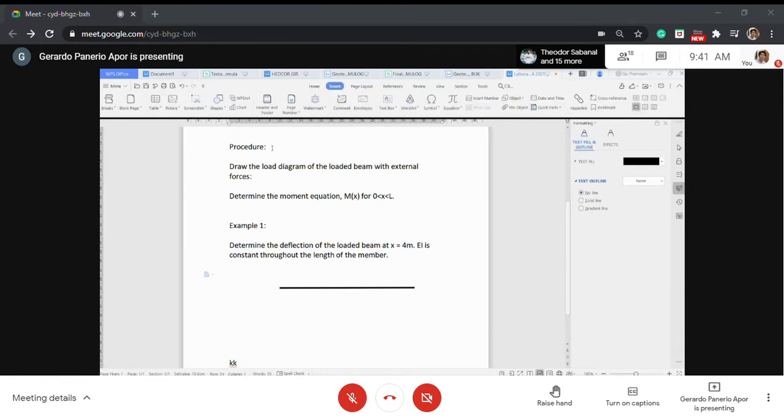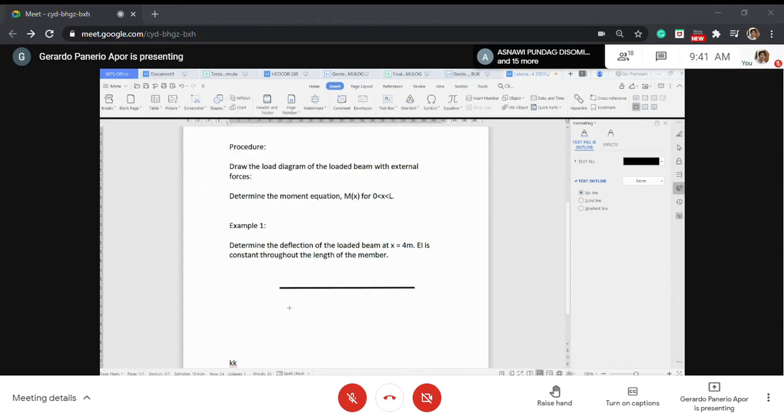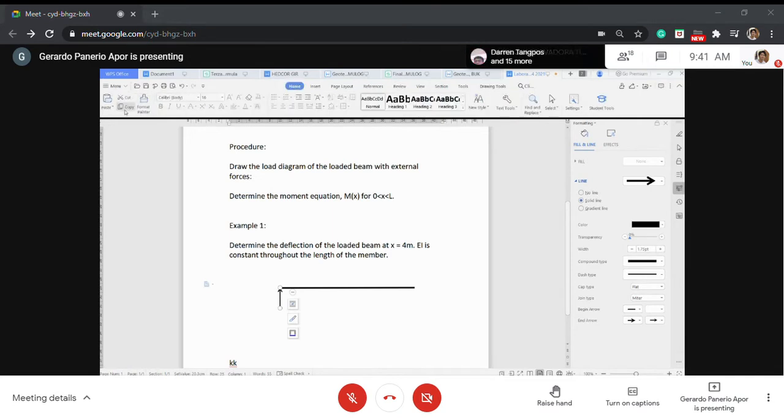And I will make a reaction. Okay, the reaction here is the internal force. I'll just make this big, maybe big. That one. And then I'll just color it maybe black. Okay. And then I will copy this to the other side. Copy. This will be the reaction also. Okay. That's the reaction.